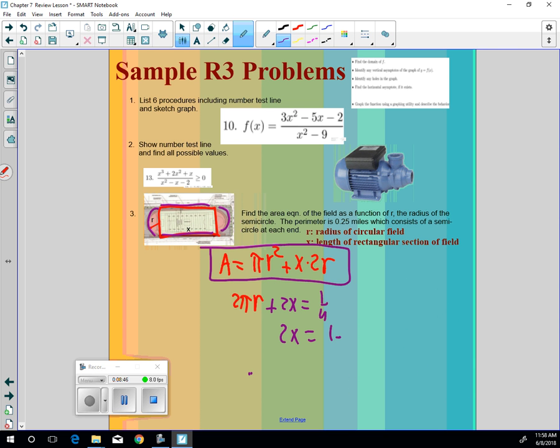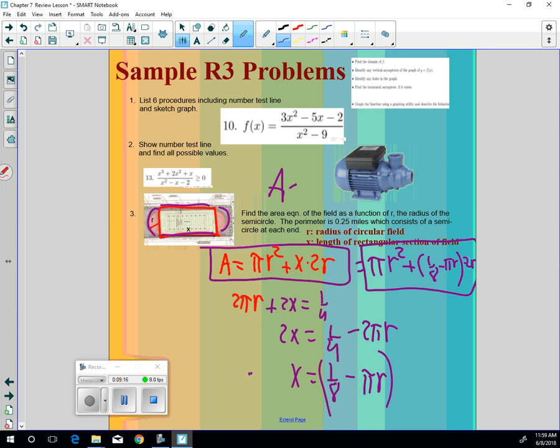2x is equal to 1/4 minus 2 pi r. Here we go. And then when we divide by 2, I'm going to get 1/8 minus pi r. Now that's what x is. So wherever we see x, we can replace it with 1/8 minus pi r times 2r. And this is the equation for area in terms of r. And all the x's are taken out of it. Very good. And then these two, you can use the methods that we looked at before.